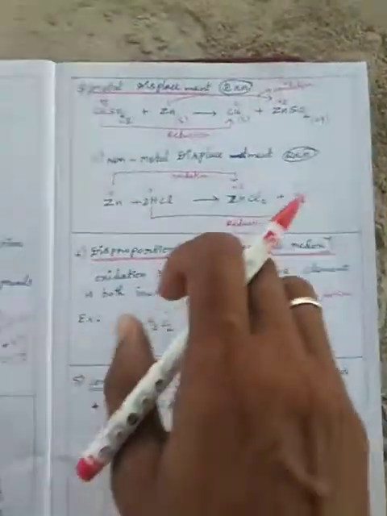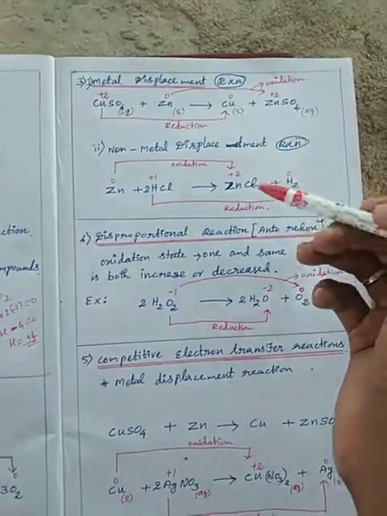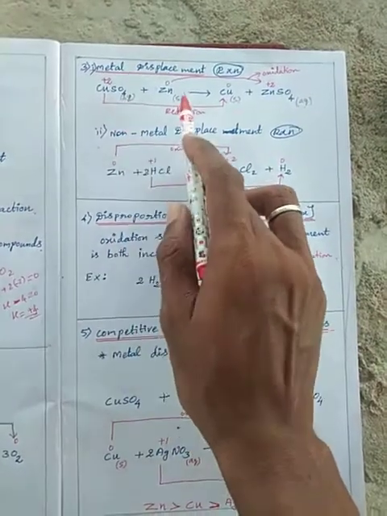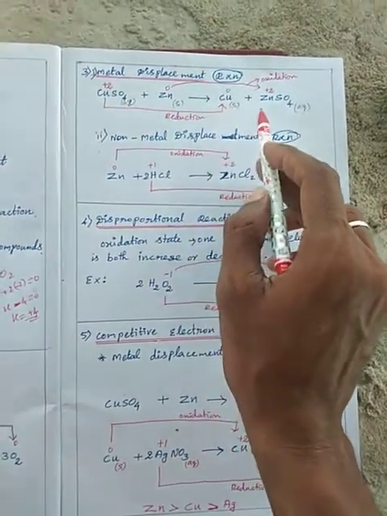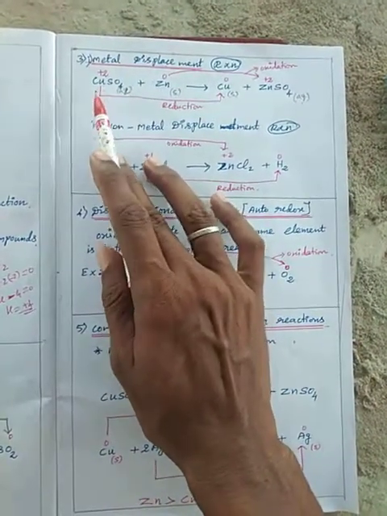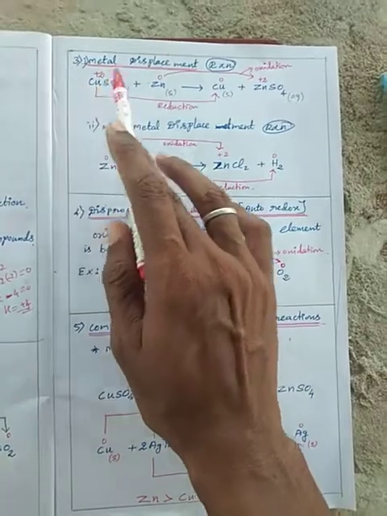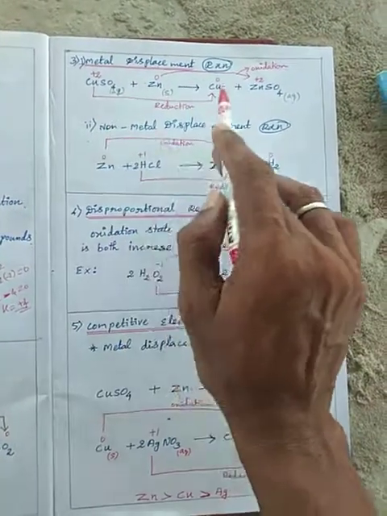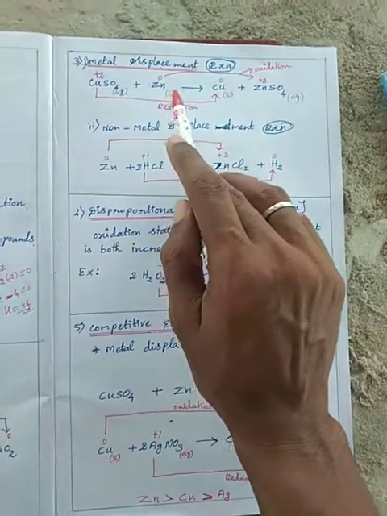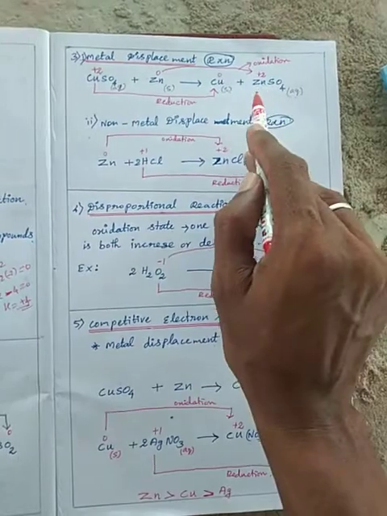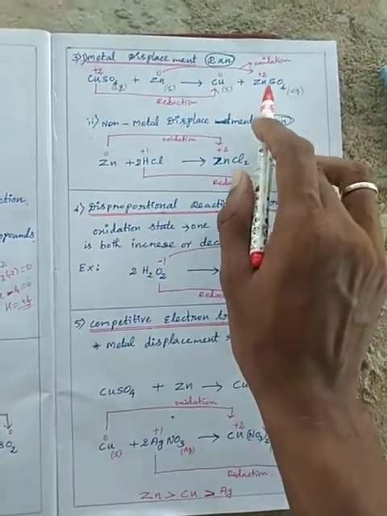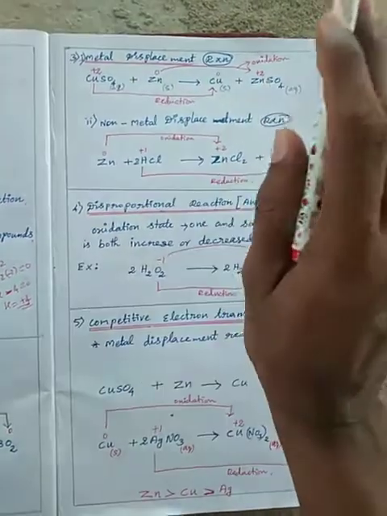Next we discuss the displacement reaction, of 2 types: metal displacement and non-metal displacement. You already studied in 10th standard A plus BC giving AC and B. The oxidation states can be calculated yourself. Copper is 2 plus in the aqueous state and changes to the solid state, which is a reduction. Zinc metal forms the ion, which is oxidation, going from 0 to plus 2.